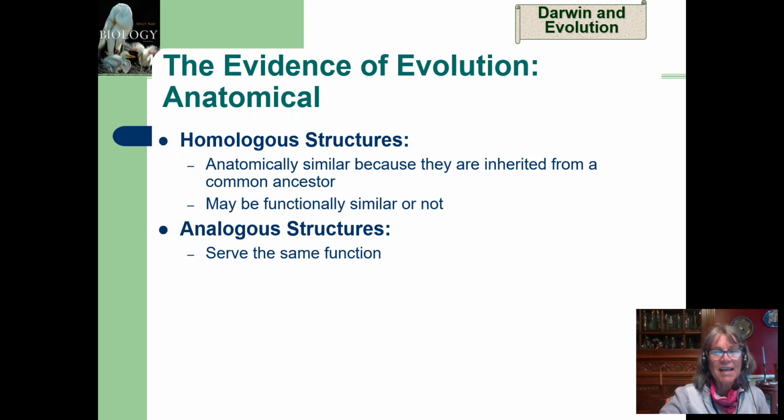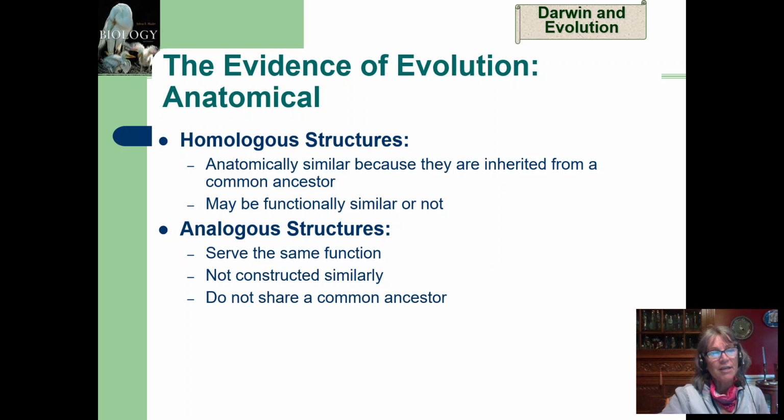Analogous structures are those that have the same function but are constructed differently. So for example, wings on birds and bats are homologous structures that serve the same function, flight, but insect wings have the same function and are analogous to those other wings. They're a modification of an exoskeleton. They don't have internal bones, flesh on the outside. So their construction is different, and they don't share a common ancestor.